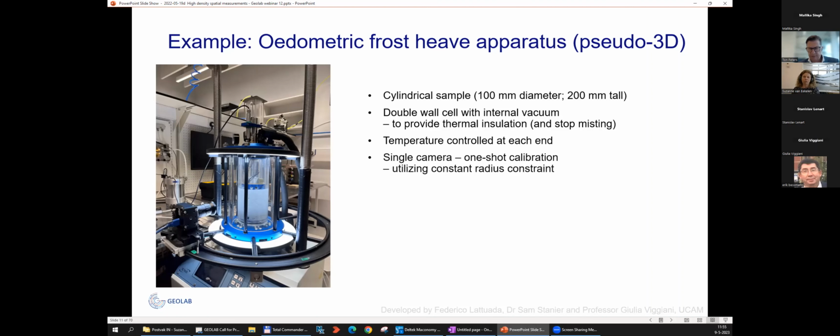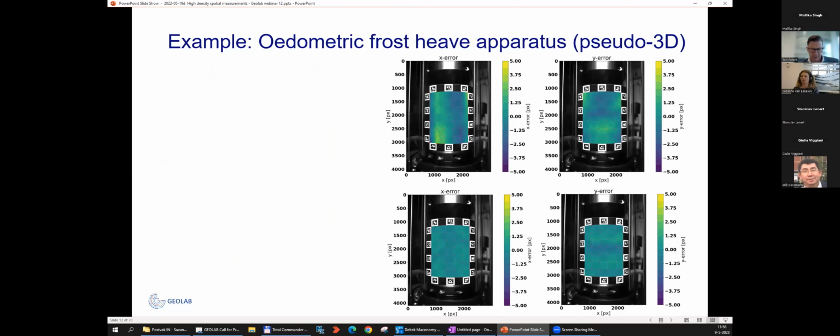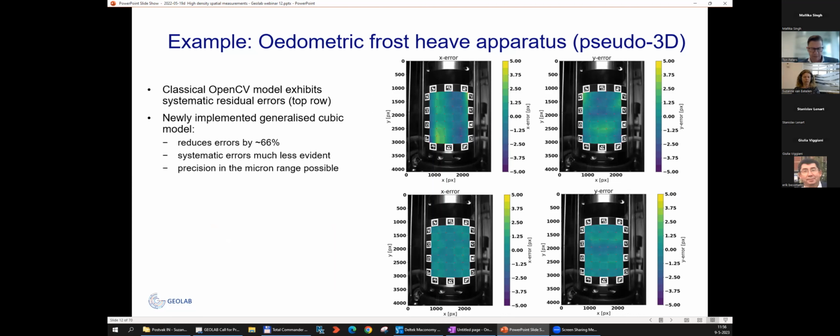They captured the deformations with a single camera. You see the camera in the photo, with one-shot calibration, and they used the constant radius of the sample to calibrate their photos. That was not easy. It was circular, so things got deformed, and the classical software, OpenCV, did not perform very well. Therefore they have developed new software to compensate for different types of errors, and that reduced the errors a lot. This research allows new insights into frost heave and freeze-thaw cycles.